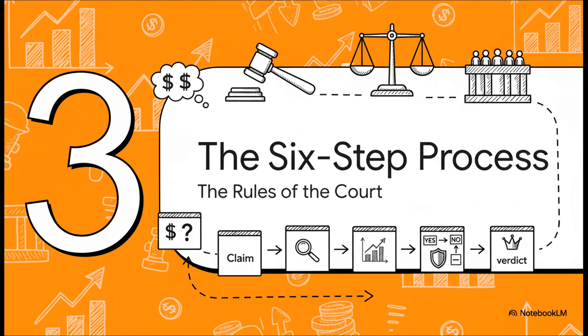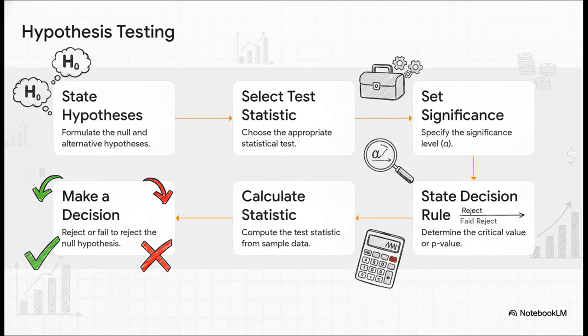So, if we're running a trial, we need rules, right? We can't just wing it. To make sure everything is fair and objective, our statistical trial follows a very clear, very specific 6-step process. Every single time. And this right here, this is the universal playbook. It's really cool. First, you state your presumption of innocence and your accusation loud and clear.